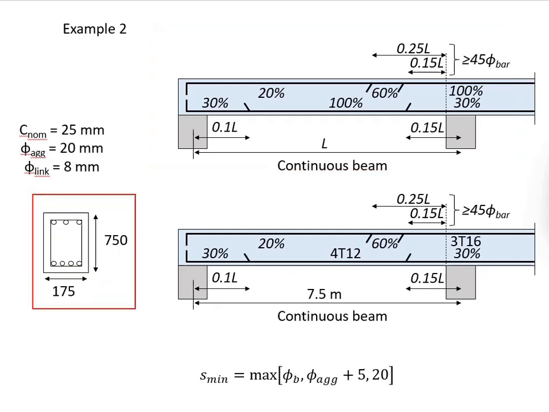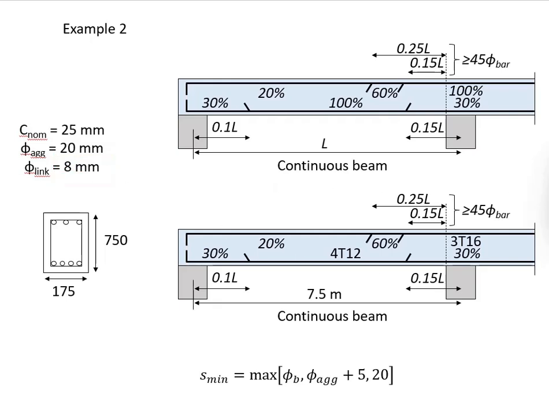Given the size of the cross-section of the beam, 175 mm times 750 mm. The concrete cover is 25 mm. The largest aggregate size is 20 mm. And the size of the shear link is 8 mm.